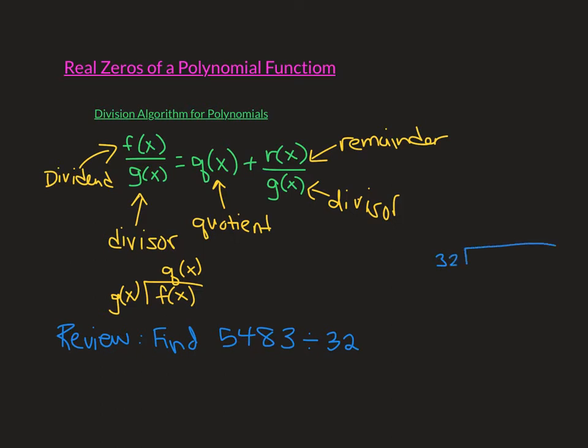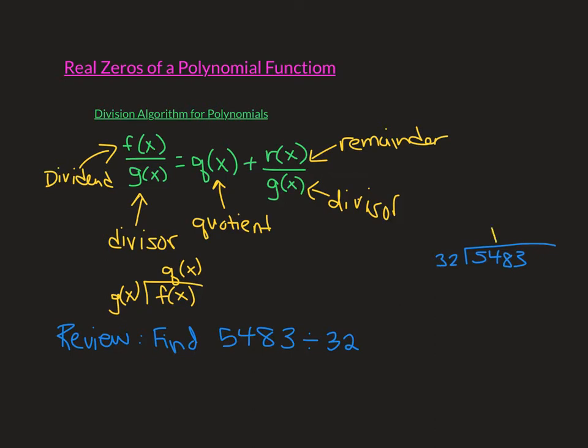However, I do like to go over this just because the steps for polynomial long division are exactly the same as the steps that you learned in whatever 5th grade or whatever year you did it. So we always start by looking at our first digit, which is 5. We look to see if 32 goes into 5. We know it doesn't, so then we're going to move on. Now we're going to look at 54. We know that 32 goes into 54 once.